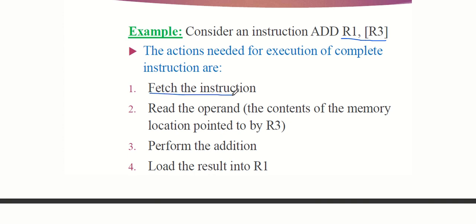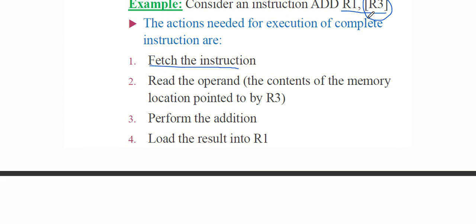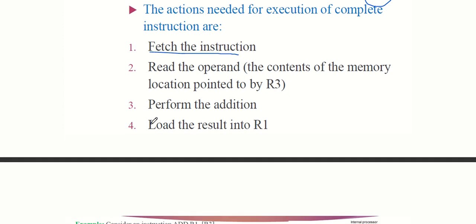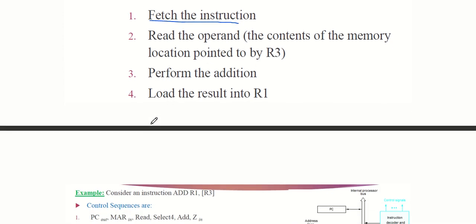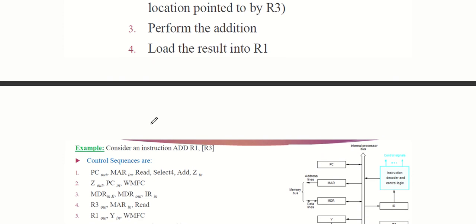So the first step is that we'll fetch the instruction. The next step is we'll read the operand, that's the content of the memory location pointed to by R3. As you can see, there's a square bracket around R3, which means that the data specified in R3 is an address to another location, right? Now, we finish that. We perform the addition, then we load the results into R1. So let's see the whole thing in code.